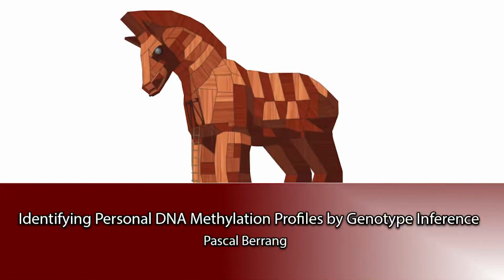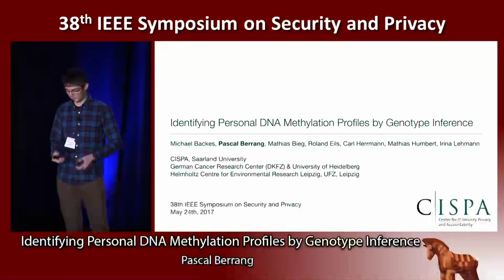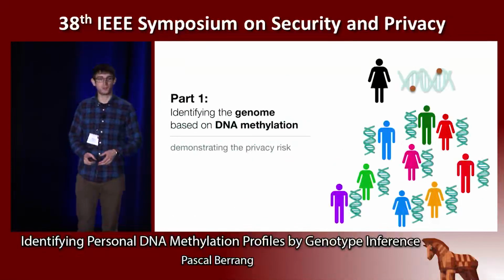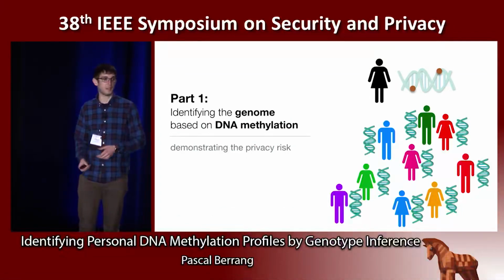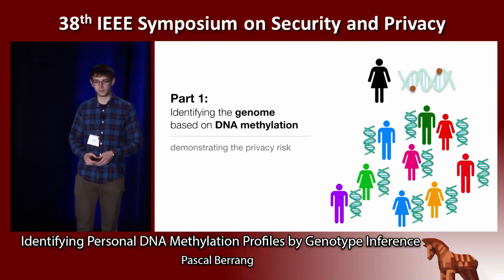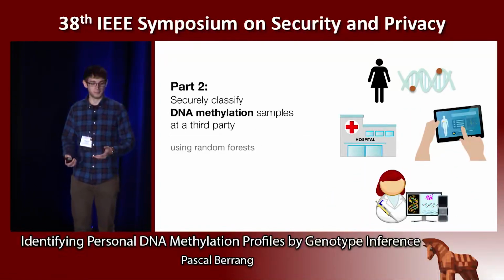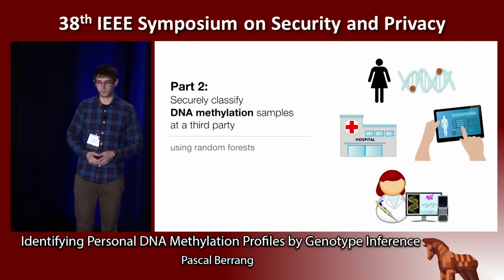This is joint work together with two biomedical research centers in Germany, which mainly provided us with the necessary insights into the biomedical field. My talk is split into two different parts. The first part is mainly about demonstrating the privacy risk inherent to these two types of biomedical data, namely the genome and DNA methylation. The second part of my talk then focuses on securely classifying DNA methylation samples at a third-party laboratory, for example, using random forests, as we did in our protocol that I will present.